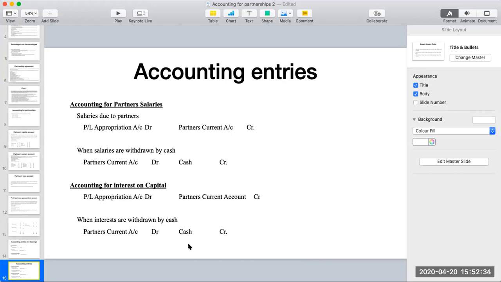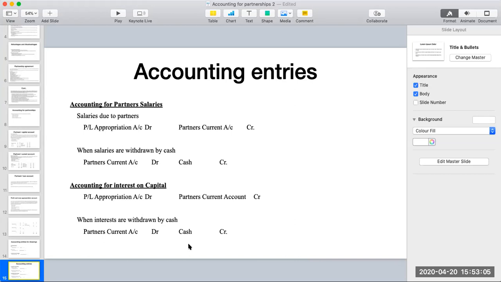If salaries are withdrawn by cash, anyway, if there is a salary that is to be paid to the partners, the first double entry will be passed. But if the salaries are withdrawn by cash, then current account is debited because already we have credited to the partner's current account. Now we remove that amount. So he is no more entitled to receive it. That is debited and cash account is credited.